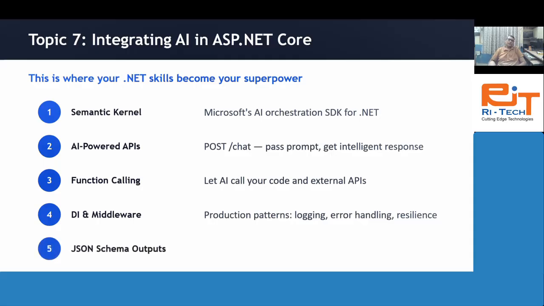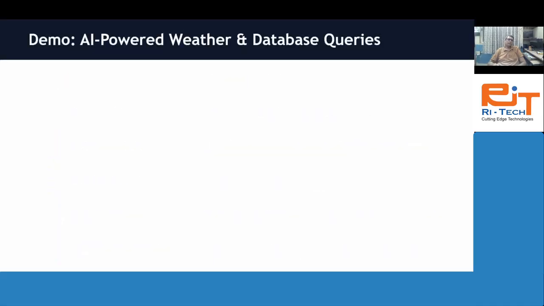Then we'll go for JSON schema output, which gives typed, structured responses for your C# models. These are the major topics that we are going to cover in integrating AI in ASP.NET Core.